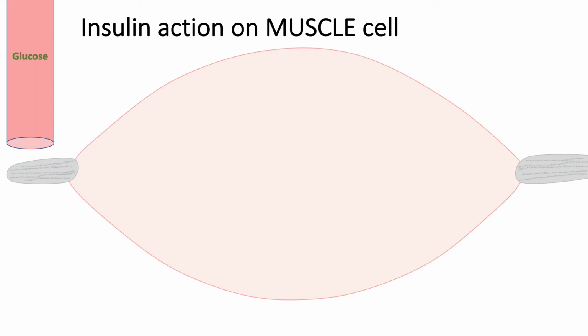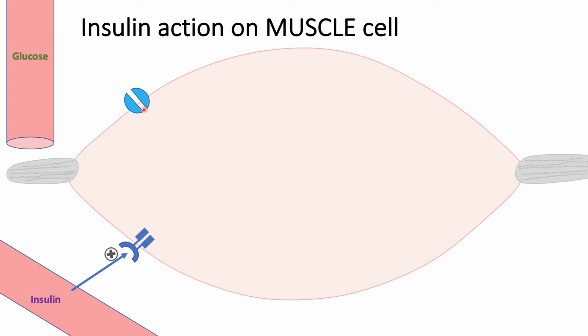Okay, so let's look at the insulin action on the muscle cell. So here we have the muscle cell. Here we have a blood vessel with glucose in it, and we have a blood vessel with insulin. So in order for glucose to enter the cell, it needs a transporter. And how is that transporter going to get there? The first stage is insulin. It's going to act on this receptor, insulin receptor. Again, it's a tyrosine kinase receptor. It's going to lead to a cascade of events, eventually leading to translocation of GLUT transporters.